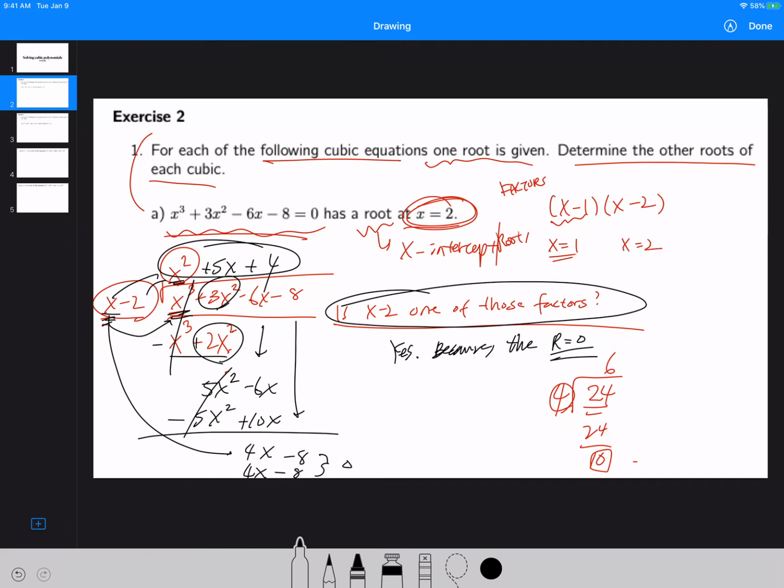And lo and behold, this part you can also factor, x plus 4, x plus 1. So technically, the entire factorization for this one will look something like this. And you can say the roots are at 2, negative 1, and negative 4.